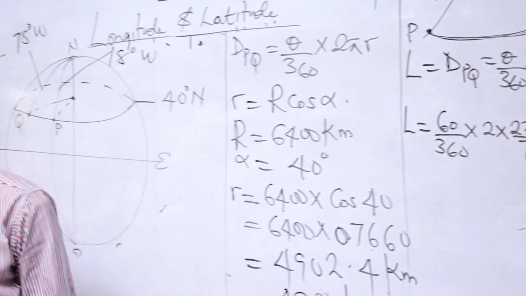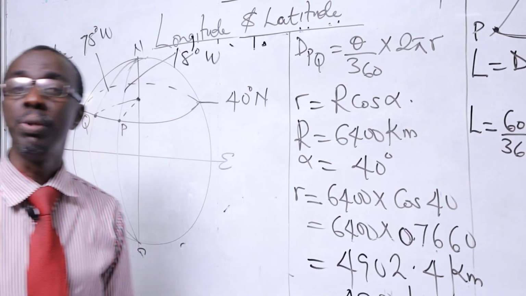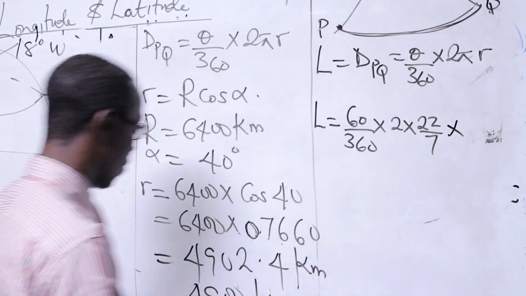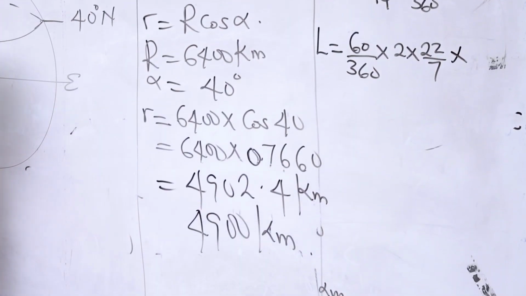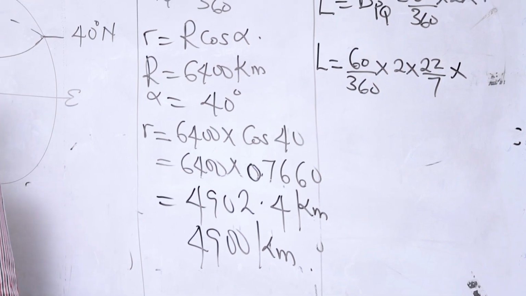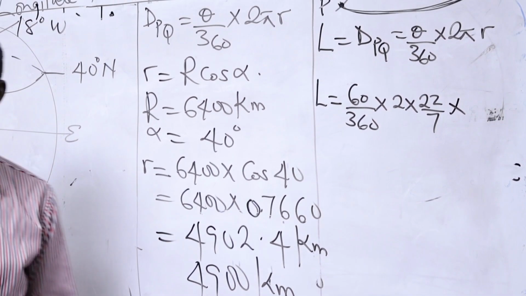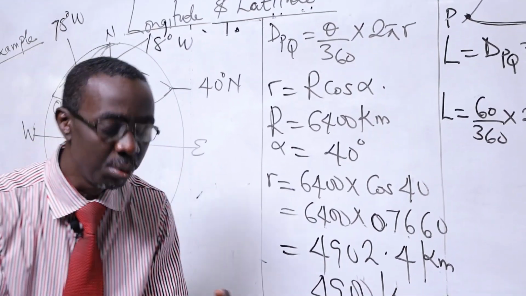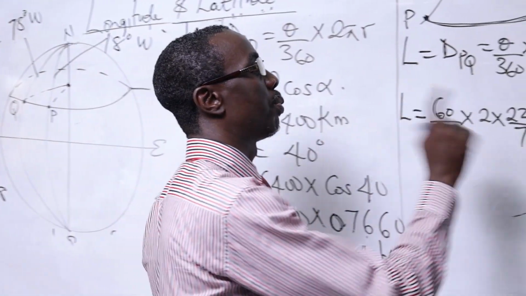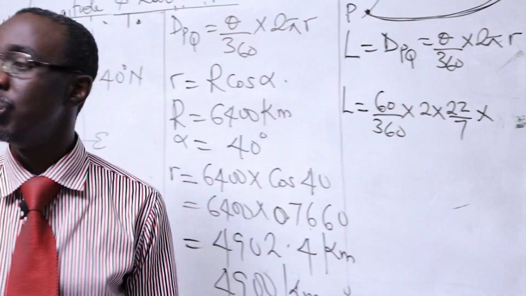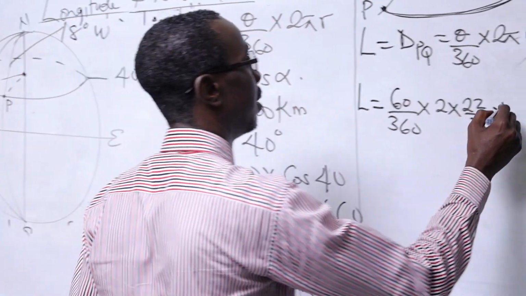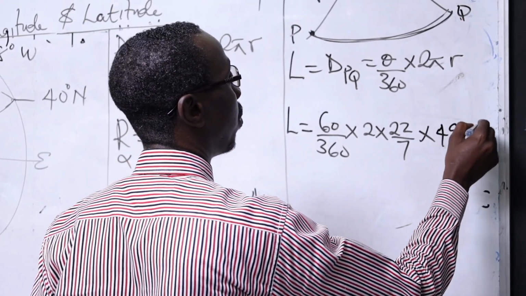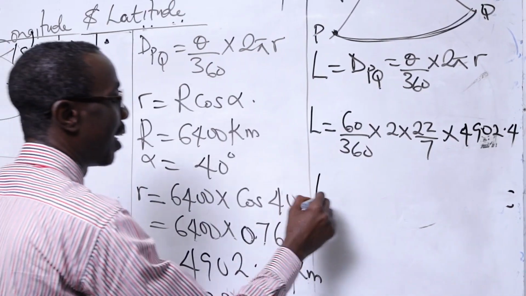That has been given. If 22 over 7 is given to you, please don't use 3.142 times the value of r. It should not be the approximated value. Students, these are sensitive things that can affect your accuracy, and it will also reduce your mark. So please don't use approximated value in subsequent calculations. All right. So this will be 4902.4. Can somebody give us the final value?